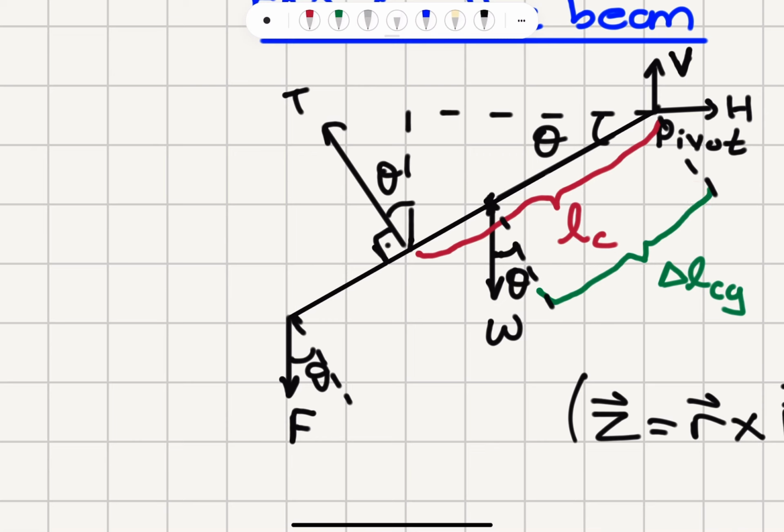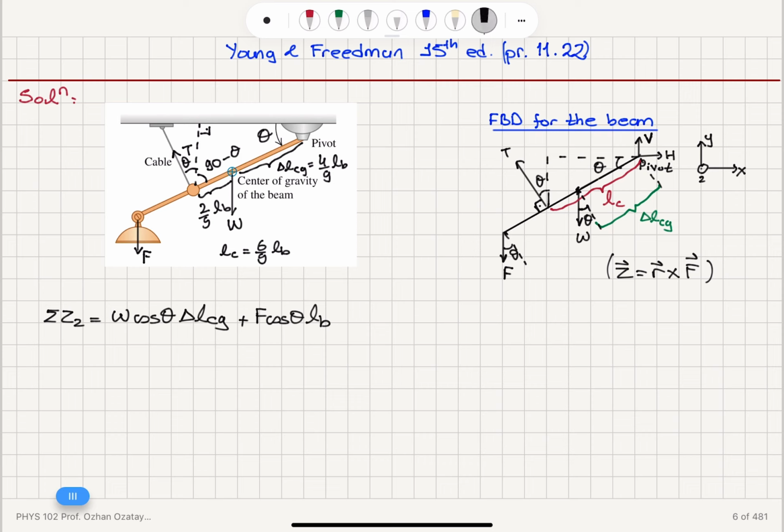Now, if I look at the effect of tension, the tension is applied at a point L_C from the pivot point, and it's already perpendicular to the beam. So if I look at R cross F for tension, you see this has a clockwise rotation effect. Using the right hand, from the pivot point to the point of application of the tension, curl the fingers towards the cable, the thumb points into the board. So it's basically minus. So this is minus T L_C. And since this is an equilibrium, the net torque should be 0 at equilibrium.